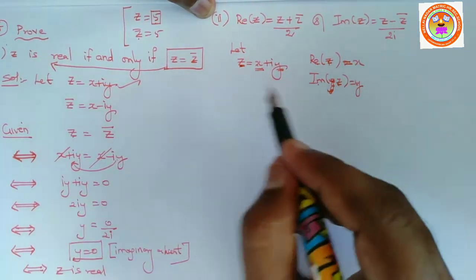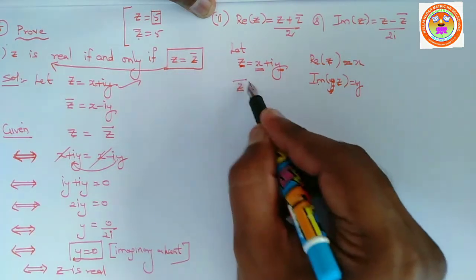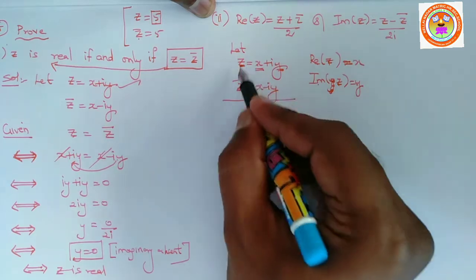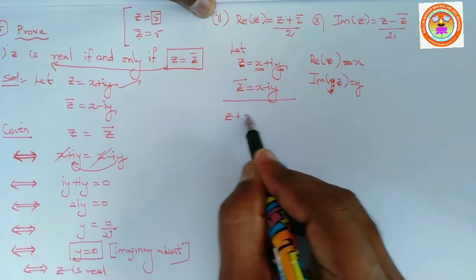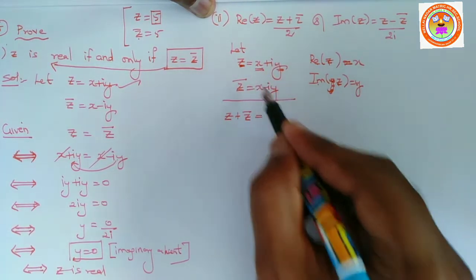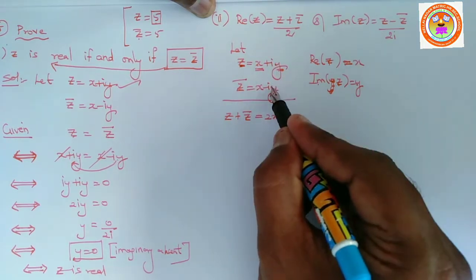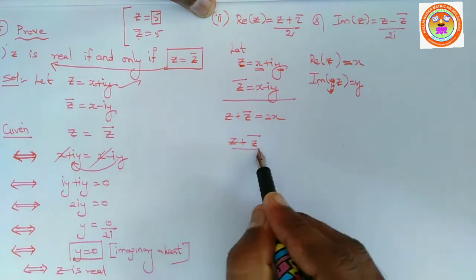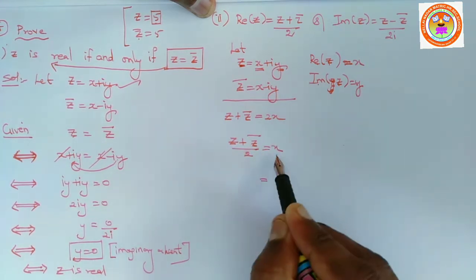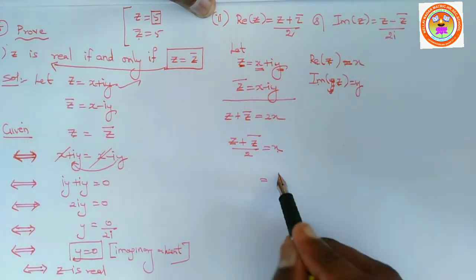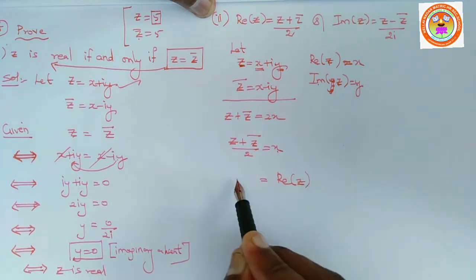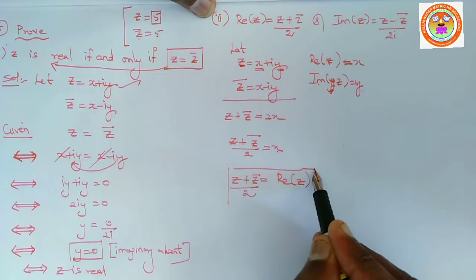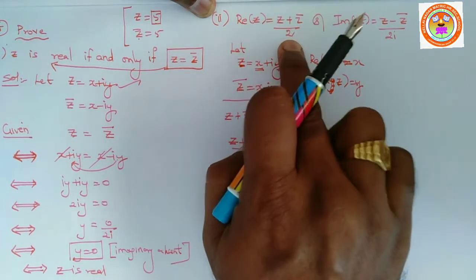So now z is equal to x plus iy. What will be z bar? Z bar is nothing but x minus iy. Add both of these, z plus z bar. Z plus z bar is equal to x plus x, 2x. Plus iy minus iy cancel. Let 2 come down. Z plus z bar divided by 2 is equal to x. What is x? X is nothing but the real part of z. Real part of z is equal to z plus z bar divided by 2. This is the first part of the second subdivision that we have proved.